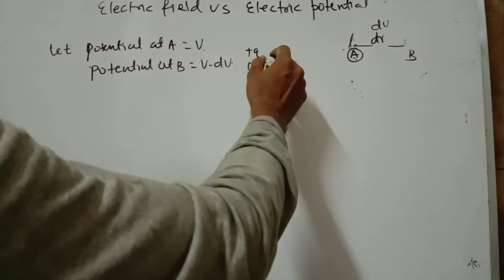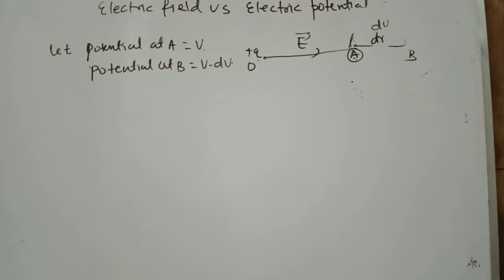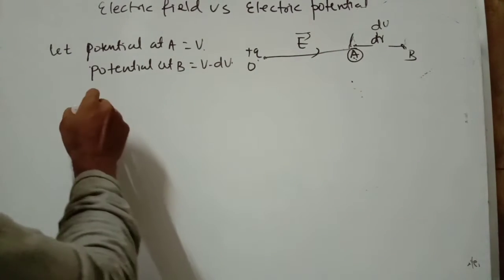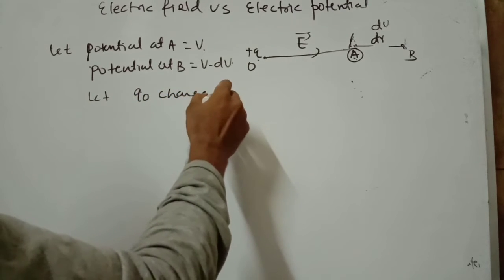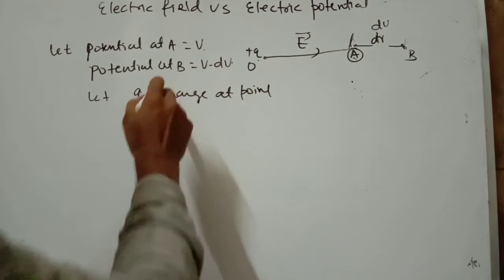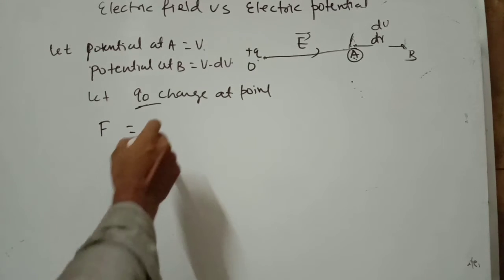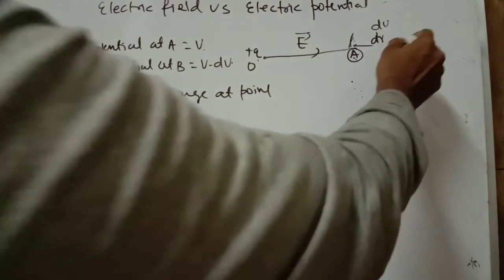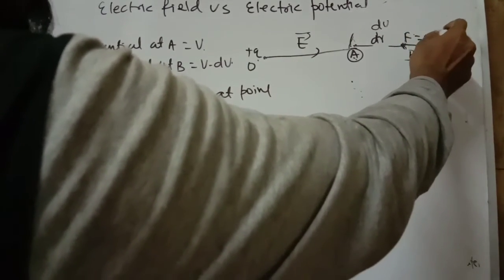Due to this charge, there is an electric field away from the positive charge. As already discussed, the electric field due to a positive charge is always directed away from the charge. Now consider another very small charge Q naught at point B. The force on the charge Q naught is Q naught E, because it is a positive charge and the force is in the direction of the electric field. So F equals Q naught E.